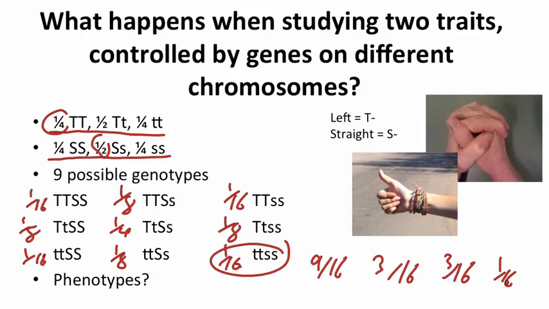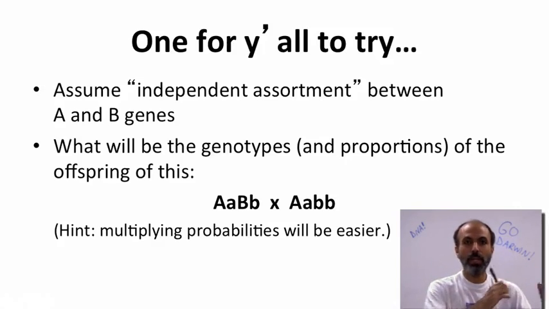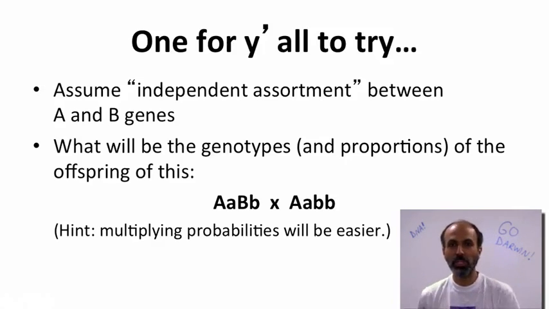So let me give you one to try on your own, and then I'll give you a problem at the end of it. Again, assume independent assortment between A and B genes, okay? What will the genotypes and proportions be of the offspring if you're looking at big A, little a, big B, little b, so this is the double heterozygote again, crossed with big A, little a, little b, little b? This is a little bit different in this case. So what I suggest is to multiply the probabilities. Look at what's happening just with the A gene, and look at what's happening just with the B gene, and multiply those probabilities together. Let me give you a moment to try this out, and then we'll solve this problem.